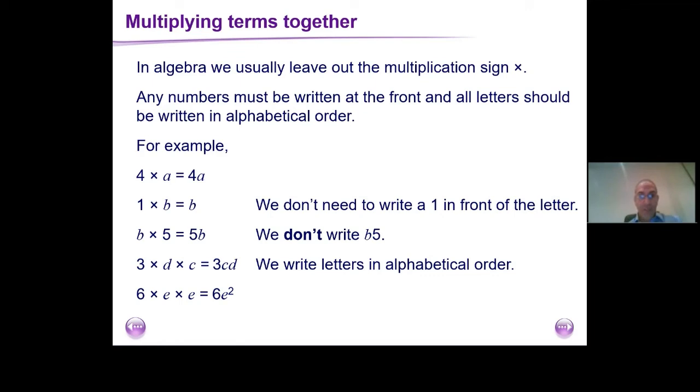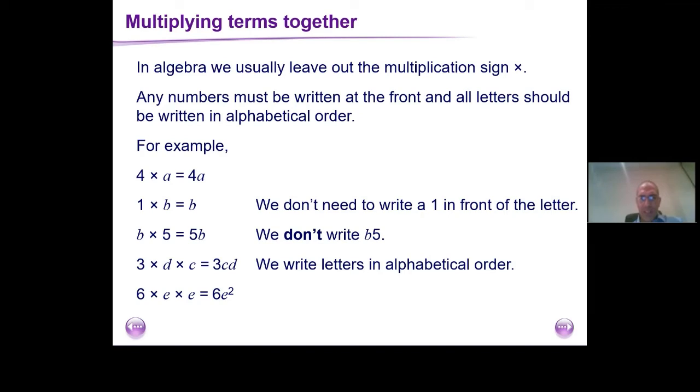And the fourth example, it's 3 times d times c. Now, as we stated in the beginning, you usually write them in alphabetical order. So you'd write it as 3cd and not 3dc. It's accepted, but that doesn't necessarily mean that is what's done. So usually when you see expressions, they write it in alphabetical order from A to Z.